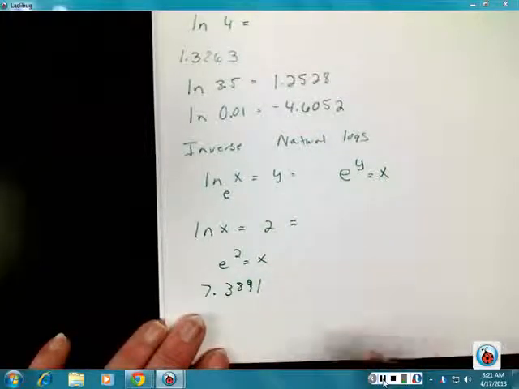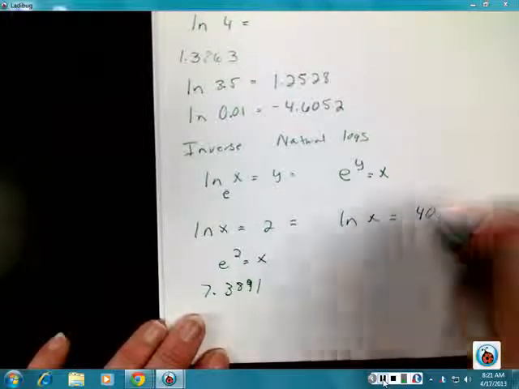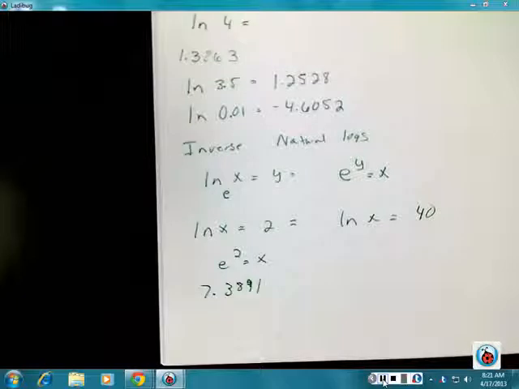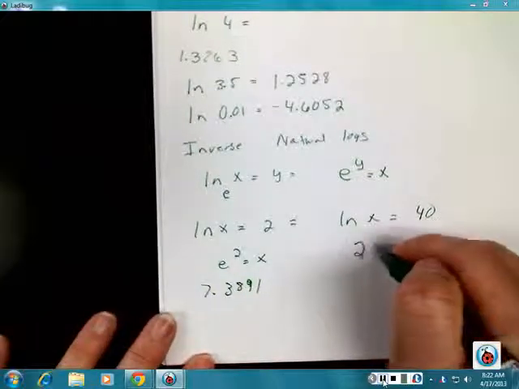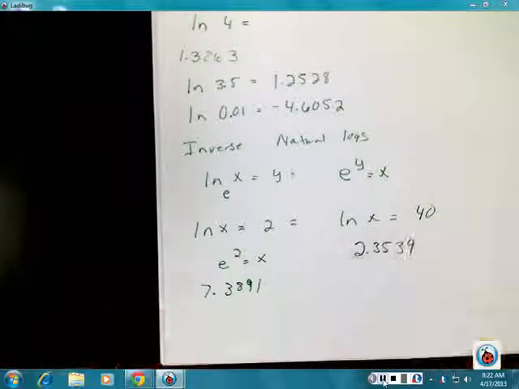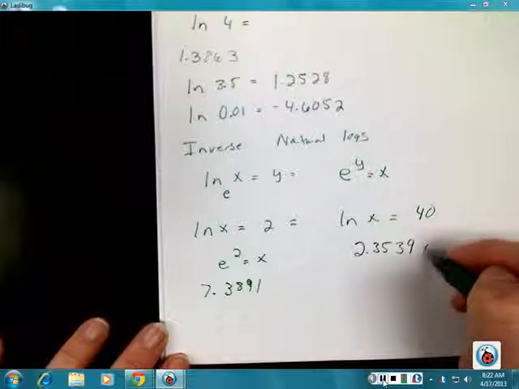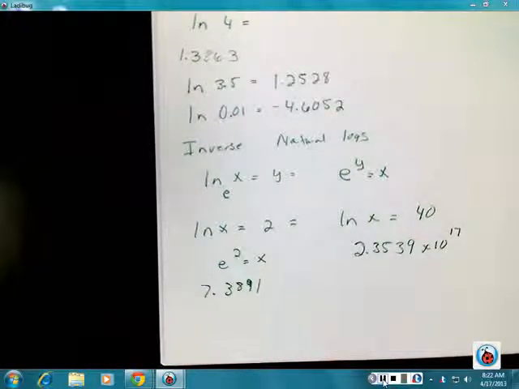How about natural log of x is equal to 40? What happens to that one? What was it again? 2.3539. Well, what's the e mean? Times 10 to the 17th. Yeah, so you have to turn it back into scientific notation for that one. So you want to watch those and make sure you get them flipped around and back into what they need to be.